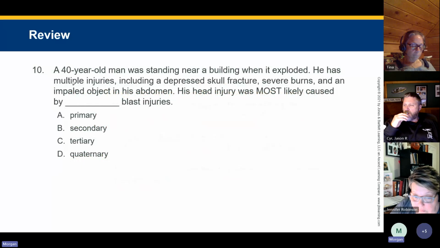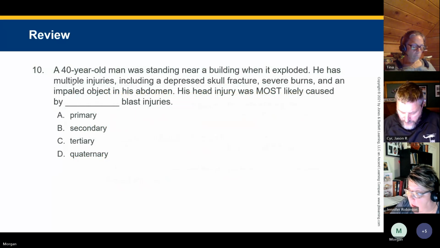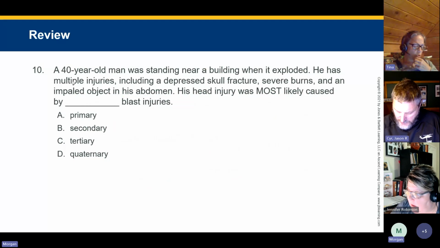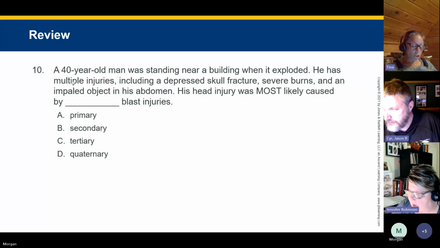Last one. A 40-year-old man was standing near a building when it exploded. He has multiple injuries, including a depressed skull fracture, severe burns, and an impaled object in his abdomen. His head injury was most likely caused by A, primary blast injury, B, secondary, C, tertiary blast injury, or D, quaternary blast injury. I think it's A. I think it's B or C. You think B? But the burns is a C. They talk about that with the tertiary.